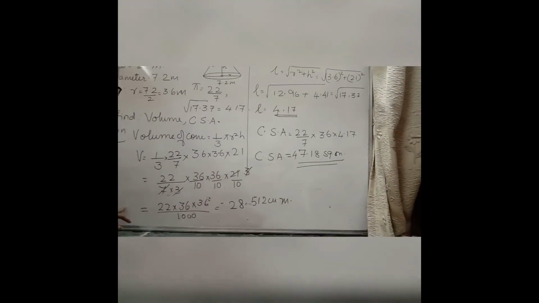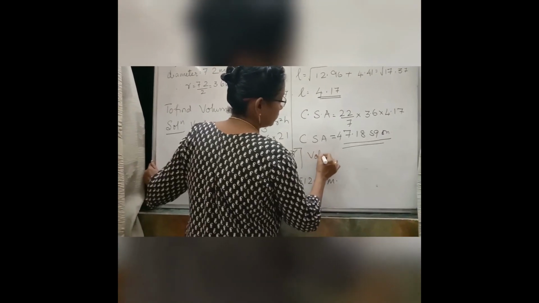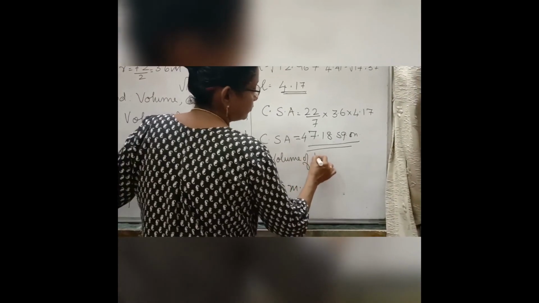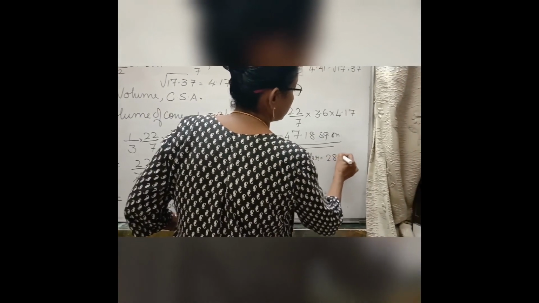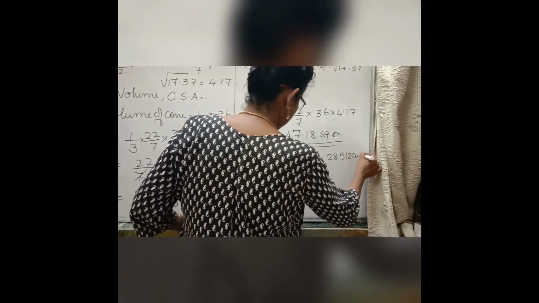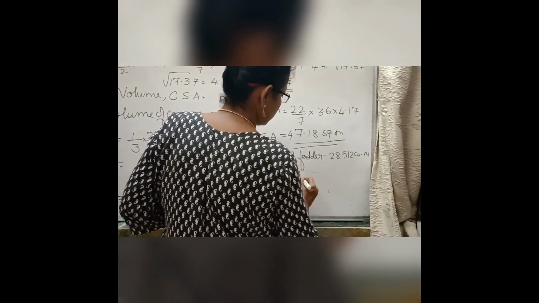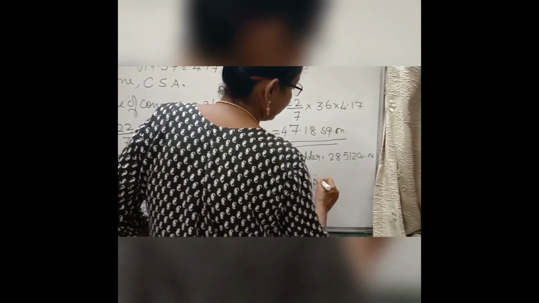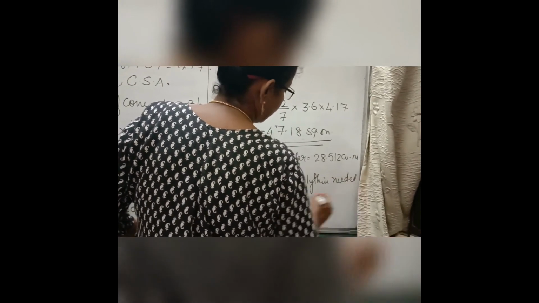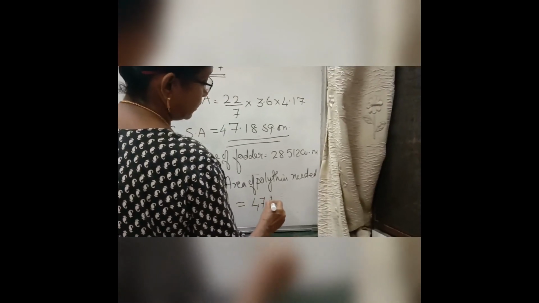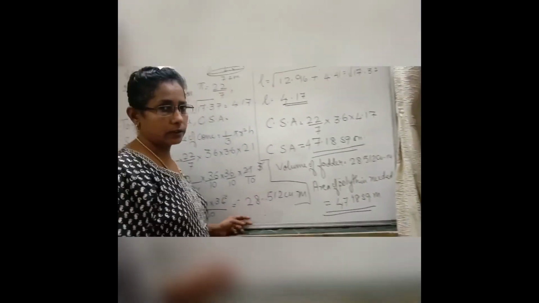So we have got the values. Volume of fodder is equal to 28.512 cubic meter, and the curved surface area or area of polythene needed is equal to 47.18 square meter. So here our exercise 9.2 is completed.